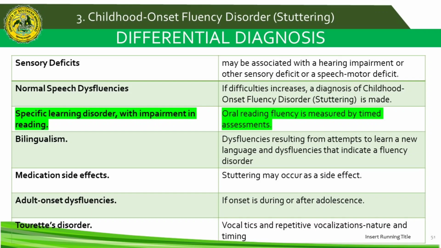For the specific learning disorder with impairment in reading, children who have these disfluencies when they read aloud may be diagnosed mistakenly as having a reading disorder. Oral reading fluency typically is measured by timed assessments. Slower reading rates may not accurately reflect the actual reading ability of children who stutter.